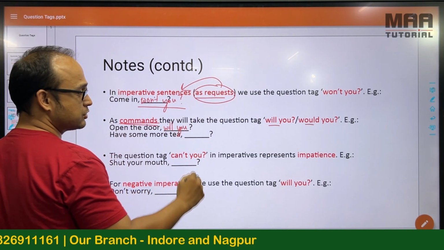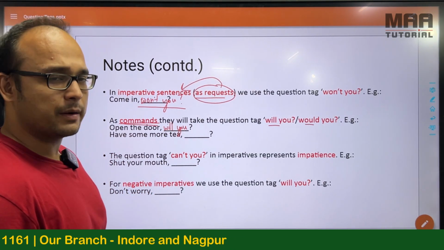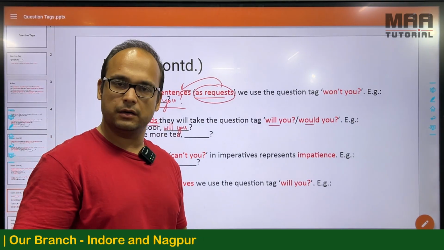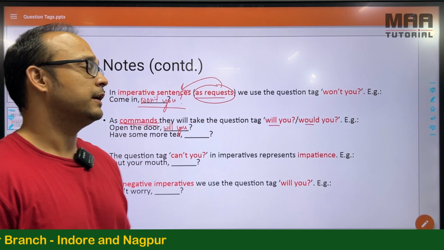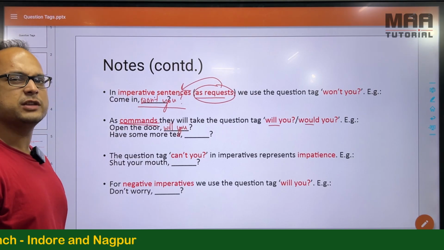Now this is a command, this is not a request. When I say come in, won't you, this is a request. Please come in. Do you like to come in? Would you want to come in? Please come in. But if I say open the door, will you, that means open the door.